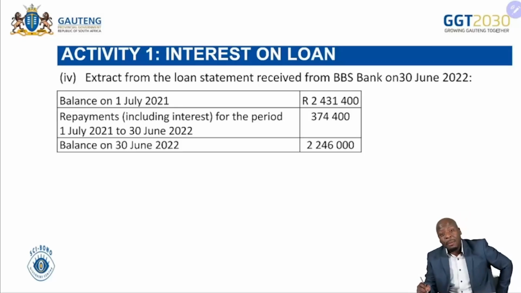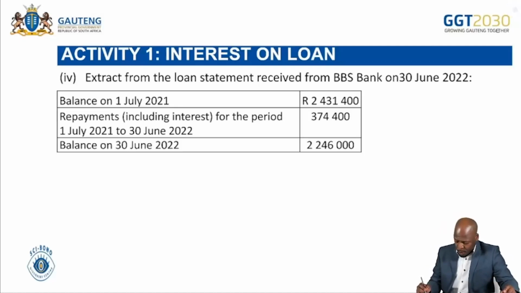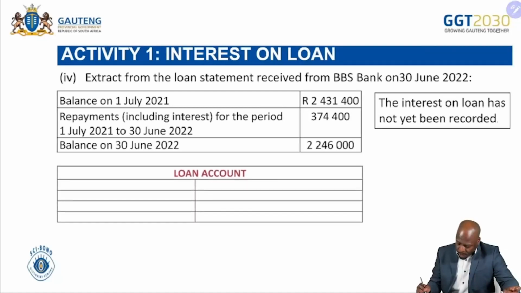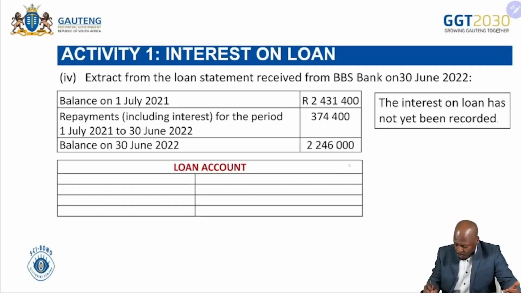So once you do some calculations, they should be able to go into these two aspects. The interest on loan has not yet been recorded. Please take note of that. And then I'm going to quickly do a loan account. The quickest way is simply to know that your loan is a liability. So here I'm going to have my plus, it increases here, and my loan decreases over here. So here it's a minus.